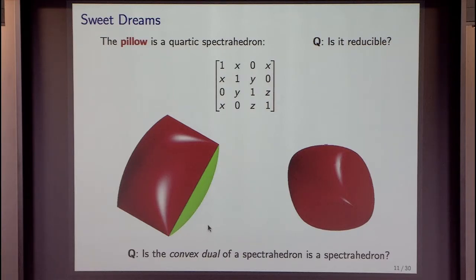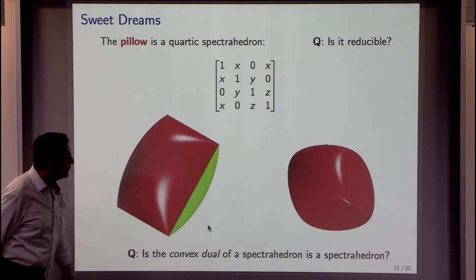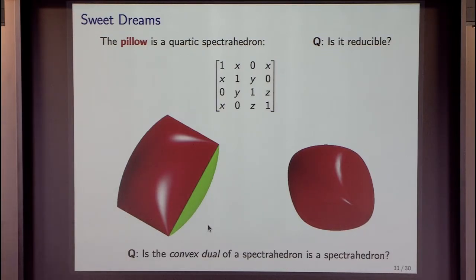Here's another spectrahedron, the pillow. So it's very similar, just changing the off-diagonal entry somewhat. The spectrahedron looks like a kind of pillow that many of us sleep on at night. Now it has four straight edges. So, Bernd, can we come back to the previous comment?